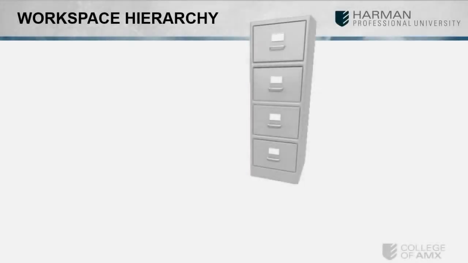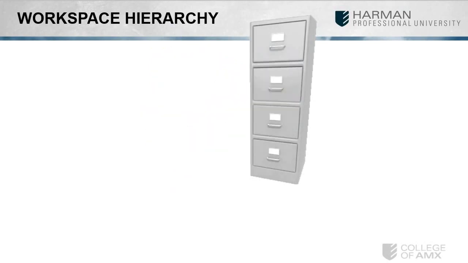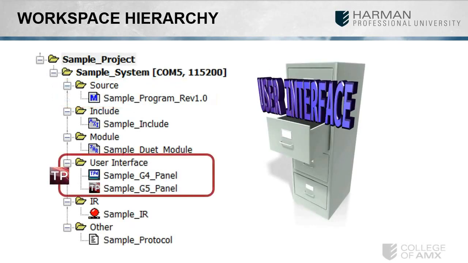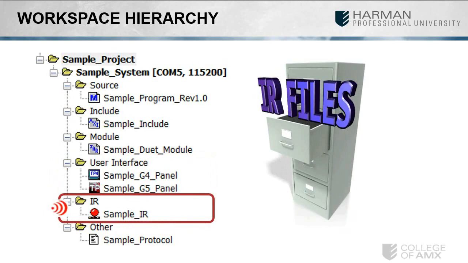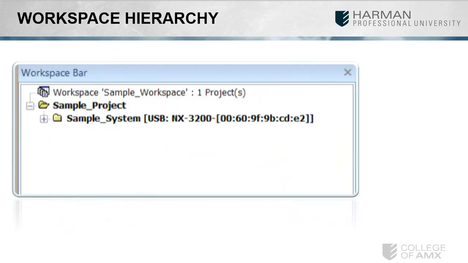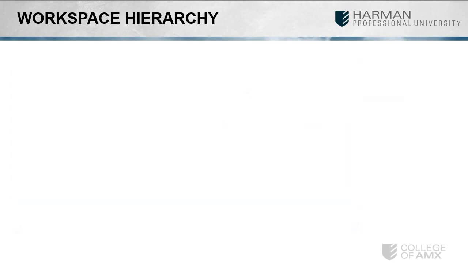In this tutorial, we'll focus mainly on the workspace, specifically the Workspace Hierarchy. Simply, the workspace is nothing more than a container for all the necessary files that will be used in your project. Some of the files included in this workspace are source code files, user interface files, IR files, modules, and many more. When we talk about the hierarchy of a workspace, we're specifically referring to the workspace, the project, and the system. Let's start at the top, the workspace.